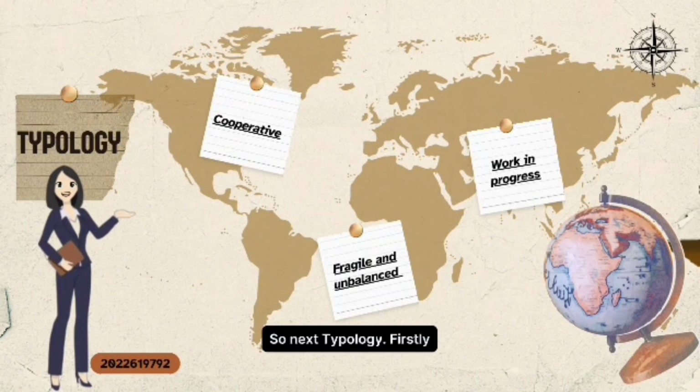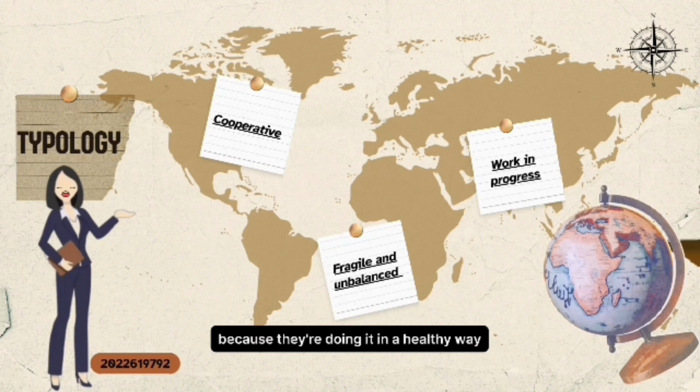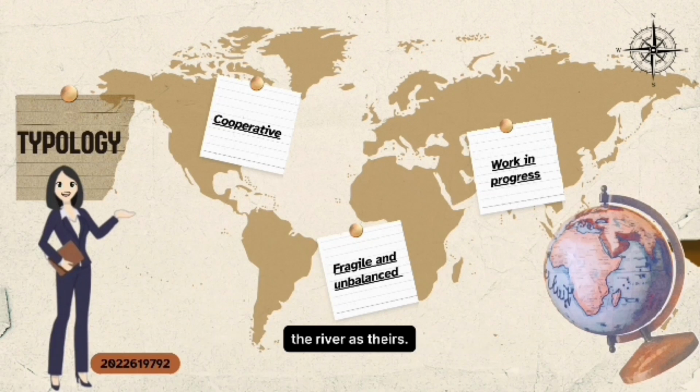So next, typology. Firstly, cooperative. People will still work together even if there is a little competition. This is a normal thing because they're doing it in a healthy way without any fights. Secondly, fragile and unbalanced. Past conflicts can lead to differences in relations. For example, India and Nepal. The past conflict between India and Nepal was related to the Kalapani River. It happened because both countries claimed the river as theirs.